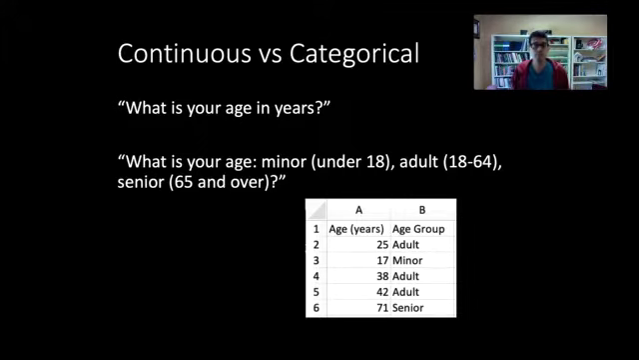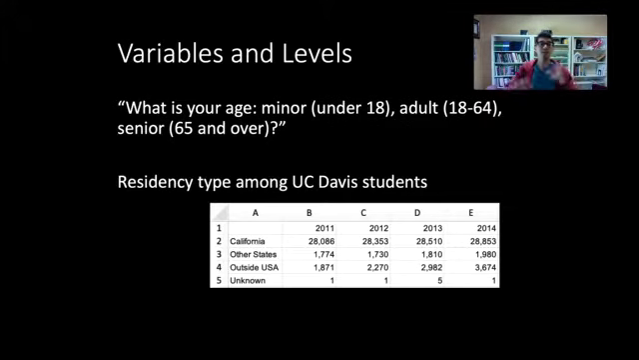The other thing to remember about variables is the difference between what is a variable versus what are the levels of a variable. The levels are the different kinds of values that the variable will have. So for the example of asking about what is your age with different categories, age would be the whole variable. And the three levels would be, are you a minor, an adult, or a senior? So the levels are the different responses to the question that asks about age.